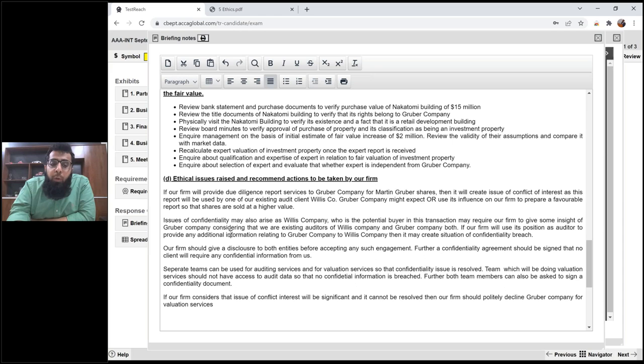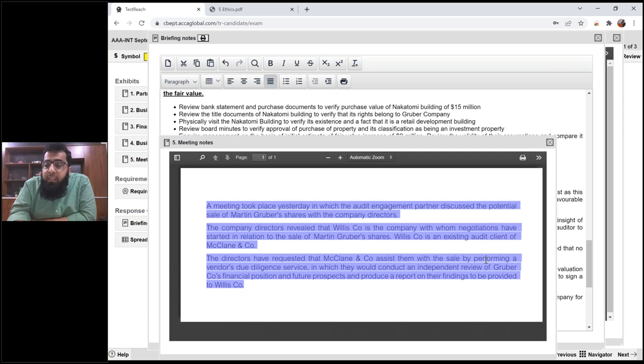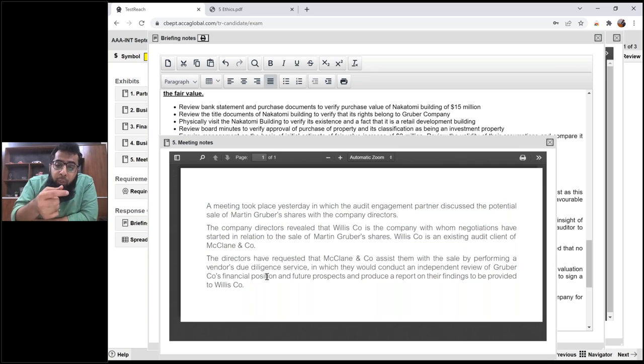Now let's move forward. Now we are moving towards the sixth matter. If you look at the question situation, Martin Gruber is selling the shares and Gruber company has asked us to give the valuation. The directors have requested that McLean assist them with the sale by performing a vendor's due diligence in which they conduct an independent review of Gruber company's financial position and future prospects and produce a report on their findings to be provided to Willis company.